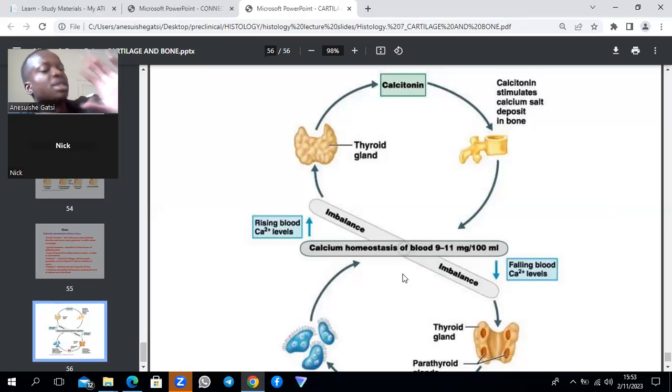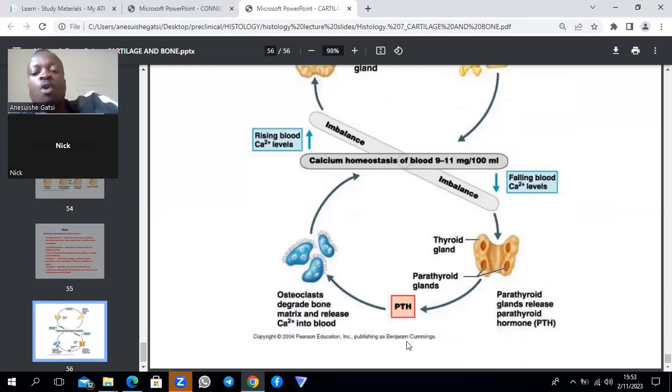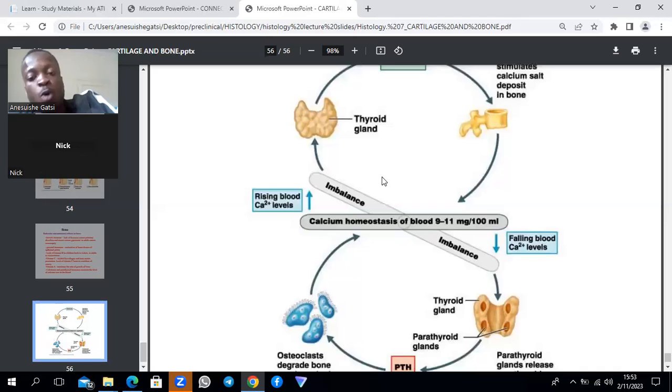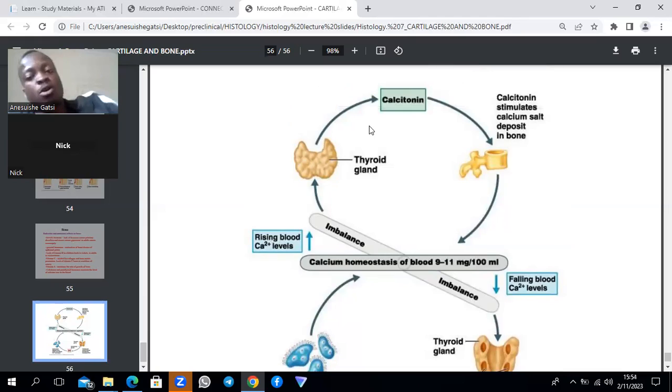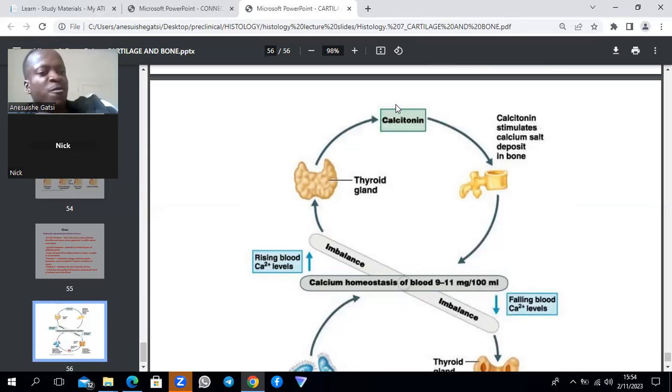So how does it do it? Parathyroid hormone will promote osteoclast activity. When parathyroid hormone promotes osteoclast activity, it's going to cause a lot of bone eating or bone resorption. Hence you release the calcium into the blood. When calcium is in excess, the thyroid gland produces a hormone called calcitonin from its parafollicular cells. They're different from the main cells that you have in the thyroid.